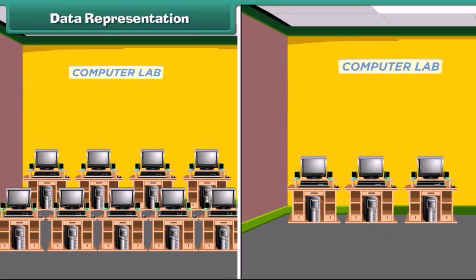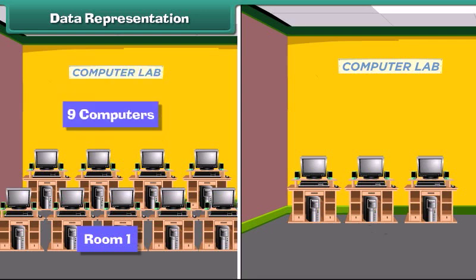Look at the diagram that shows the arrangement of computers in your computer school. Look at the plan and then answer the questions that follow. How many computers are there in room 1? There are 9 computers in room 1.